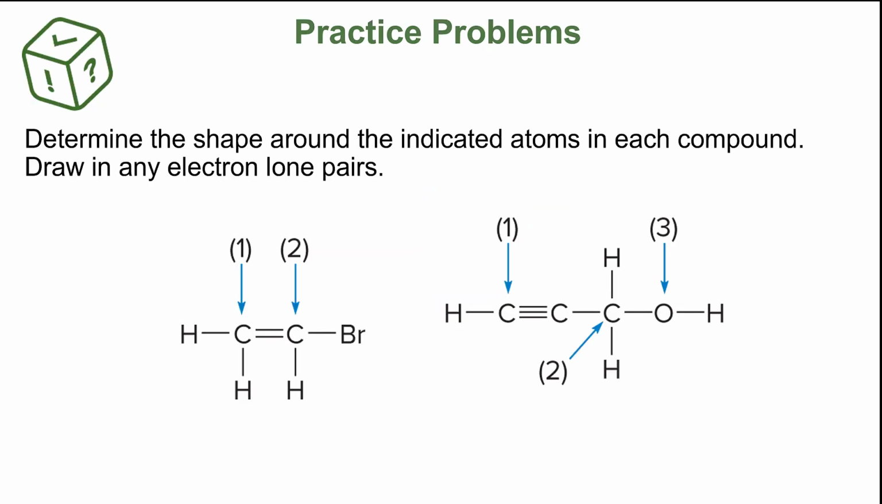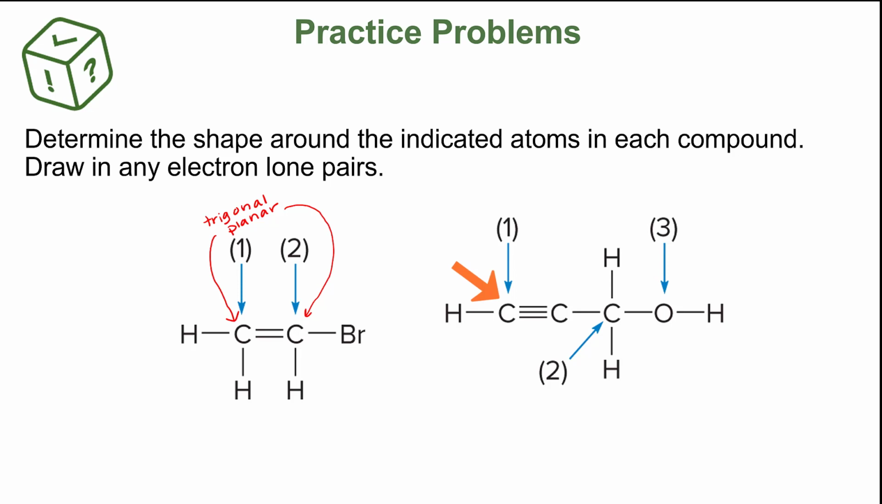Okay, here's another practice problem. Determine the shape around the indicated atoms in each compound. So we're looking at 1. The number 1 there on that carbon has 3 groups and no lone pairs. So that one's going to be trigonal planar. And again, this one's using table 11.3. Okay, this second carbon also has 3 atoms and no lone pairs. These are both trigonal planar.